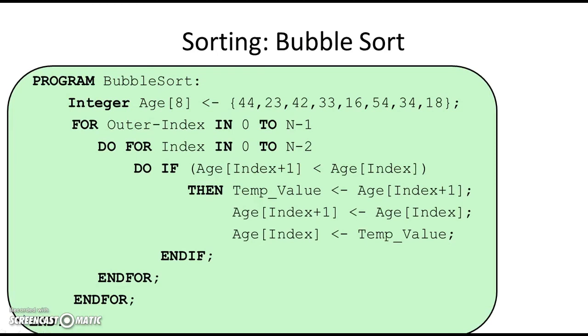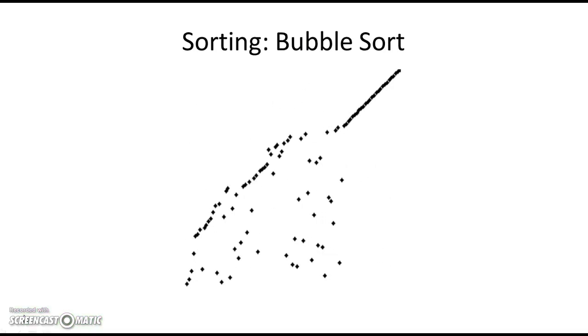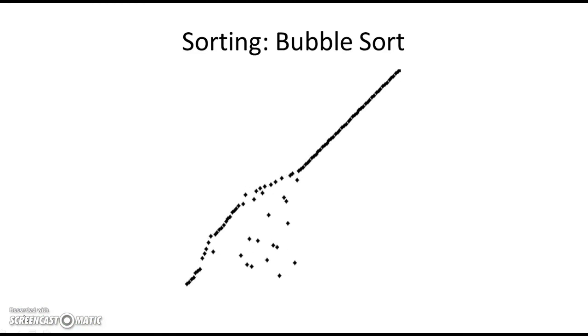So our pseudocode program bubble sort: declare the integer, with two loops, a for loop, that's the outer one that goes from 0 to n minus 1, and then the inner one, which is 0 to n minus 2. If the value on the right is smaller than the value on the left, swap them around, otherwise do nothing. Keep doing it and you'll have your array sorted. Here's a visualization of it. It gets sorted from the top all the way down.